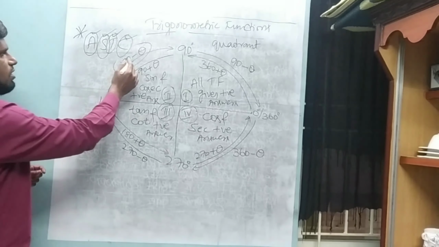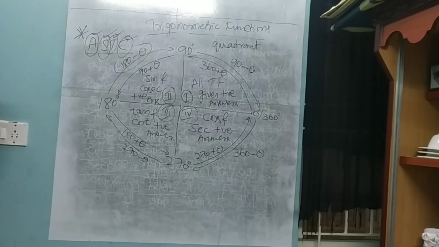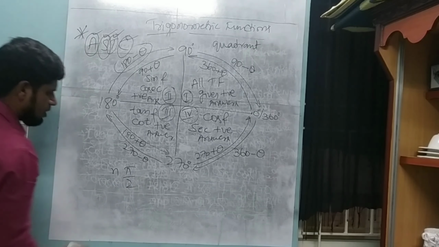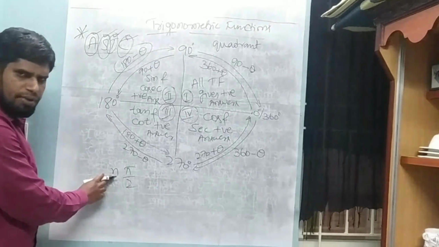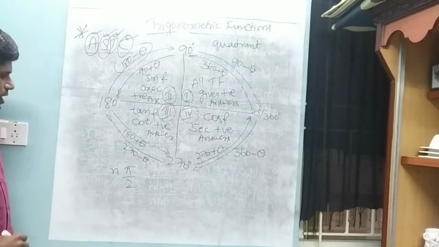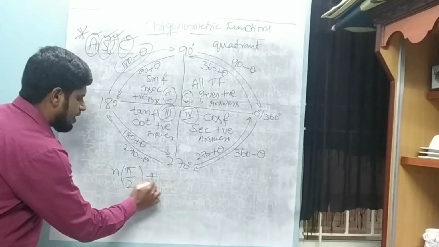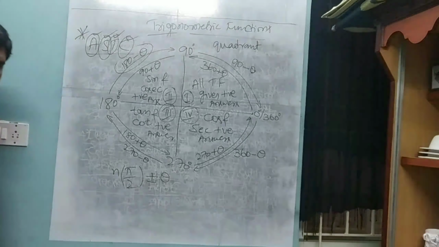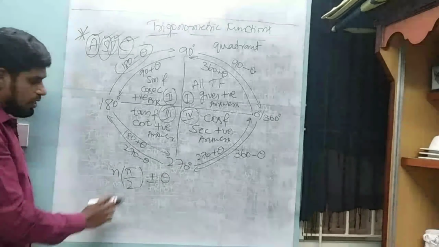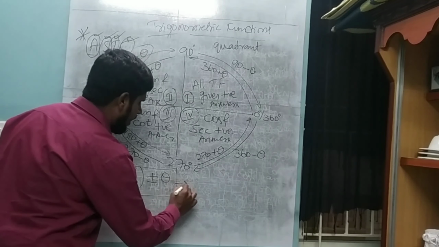And student, see, each and every quadrant is a multiple of 90. So this I can call n pi by 2. Student, n is any number. It can be 1, 2, 3, 4, 5, 6, anything. And this n pi by 2, whether it is added or subtracted to any angle, then this complete angle is called an allied angle.